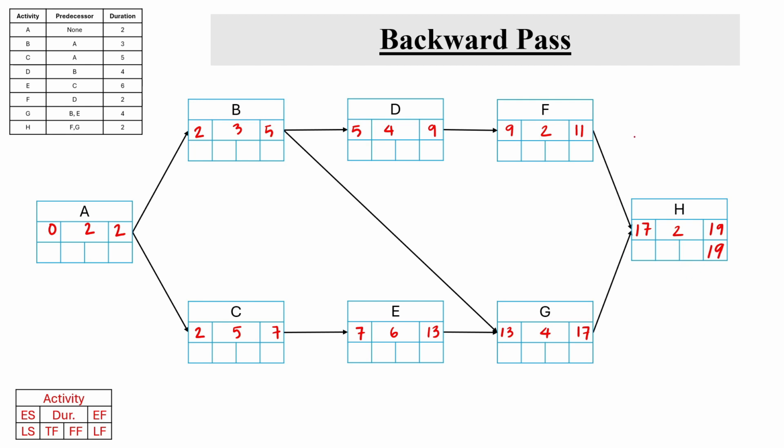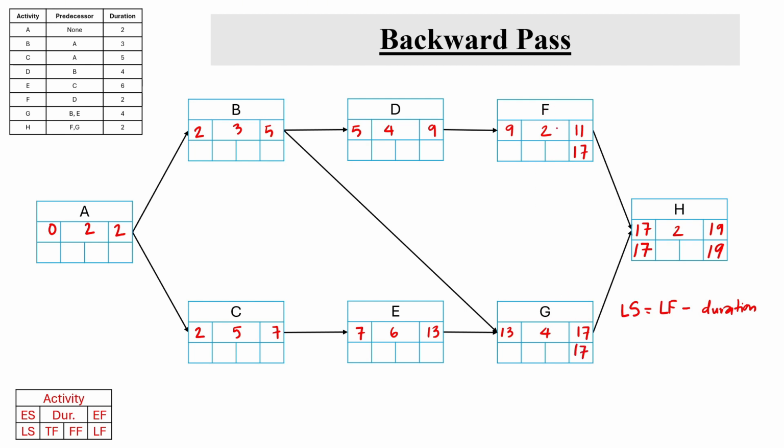Here late finish is the latest time that an activity can finish without delaying the project, and late start is always late finish of that activity minus duration. So the late start for activity H is going to be 19 minus 2, 17. Now activity H has two predecessors, F and G. Since both activities have only one successor, the late finish of both activities is going to be the late start of H, right? 17 here, 17 here.